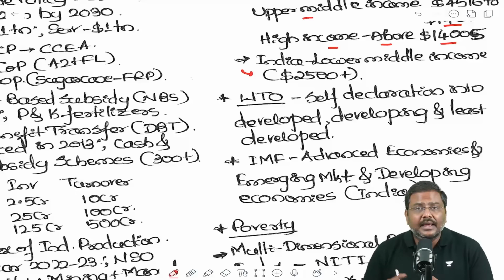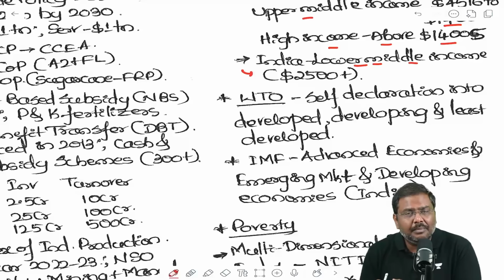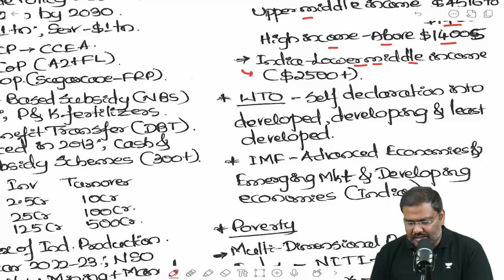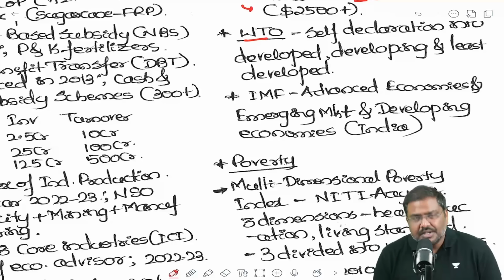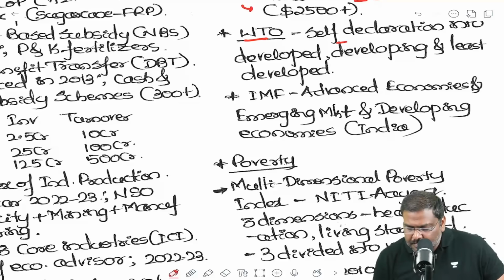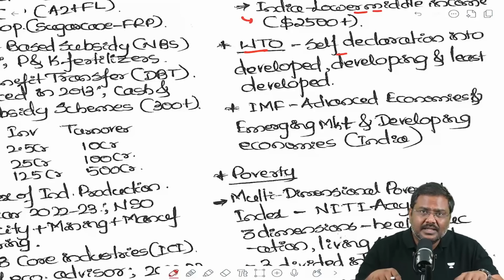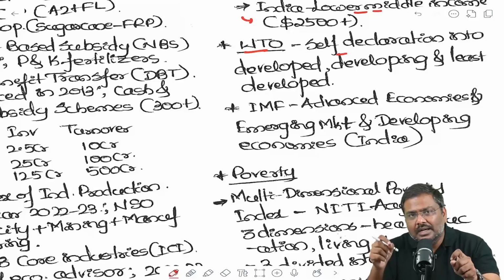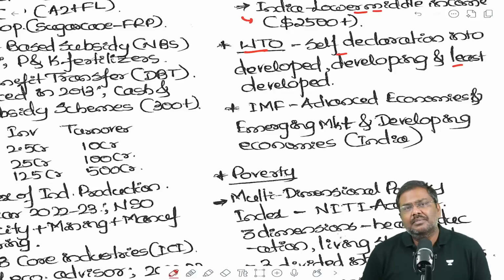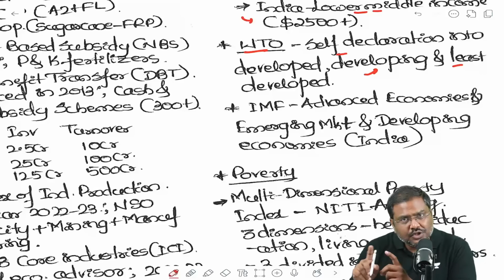India, according to this, is classified as a lower middle income country with a GNI per capita of more than $2,500. World Trade Organization does not use any kind of a threshold. Rather, it follows a concept of self-declaration. Member countries will have to declare themselves whether they are developed, developing, or least developed country. India is classified as a developing country, so is China.